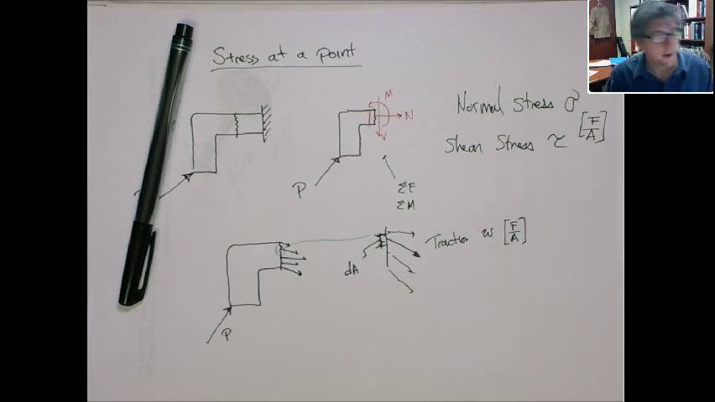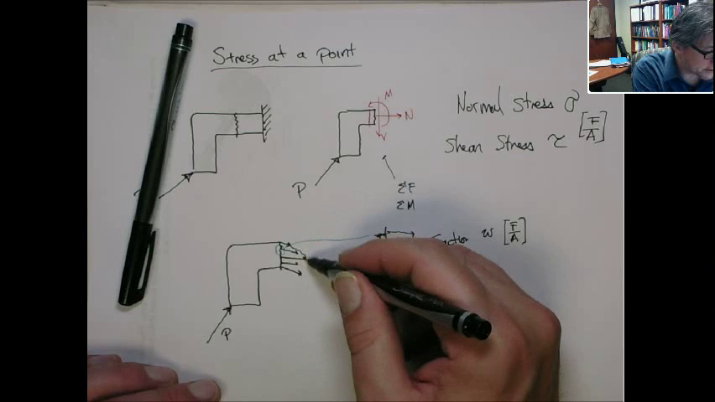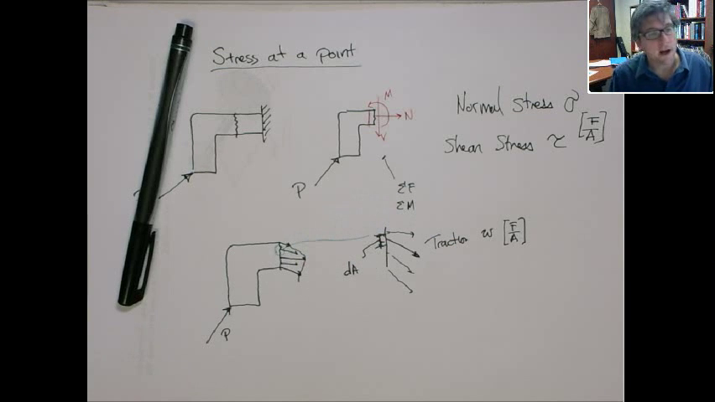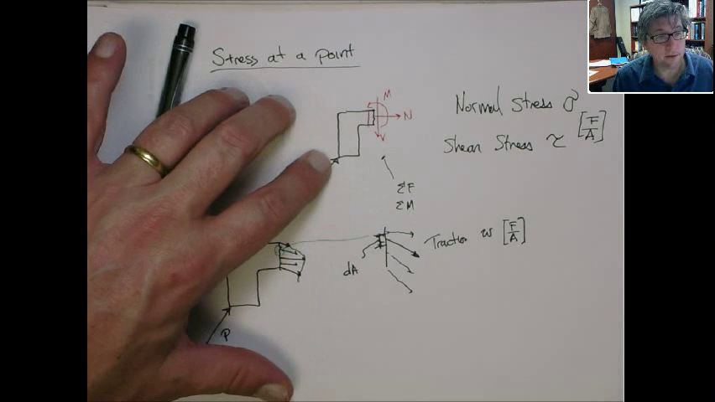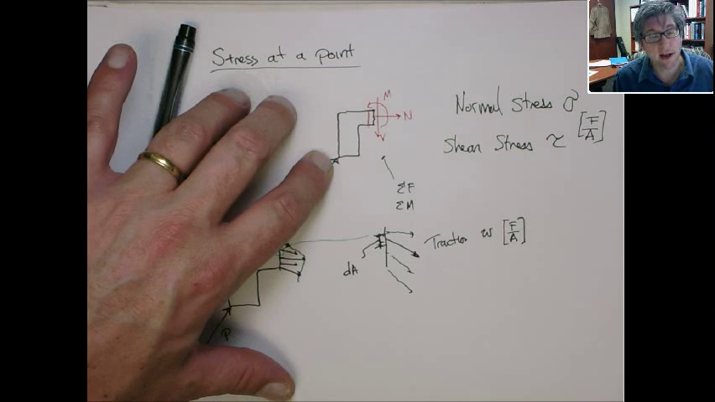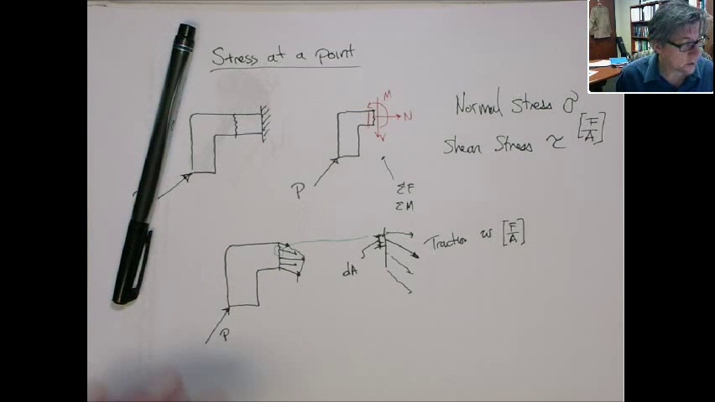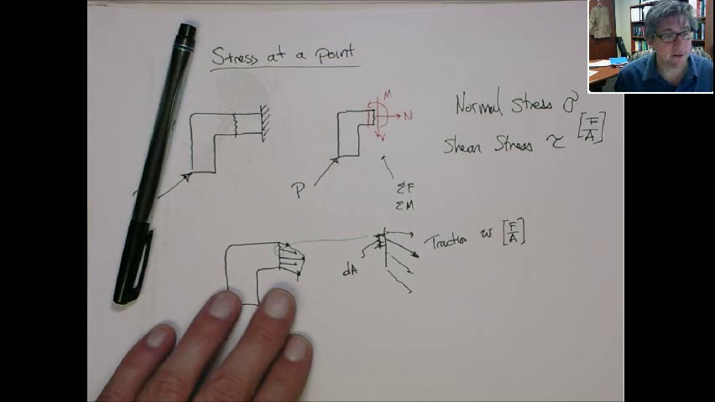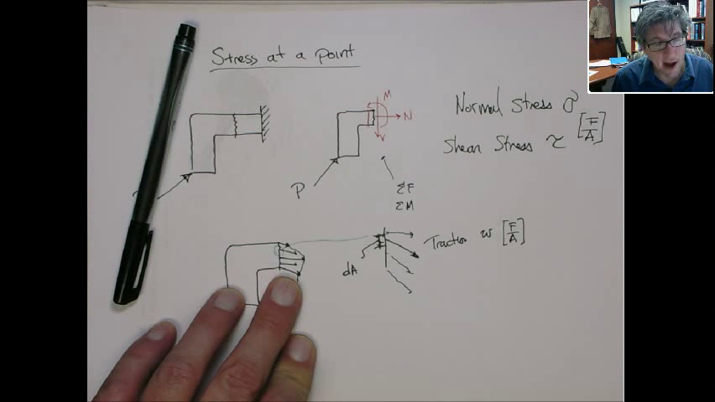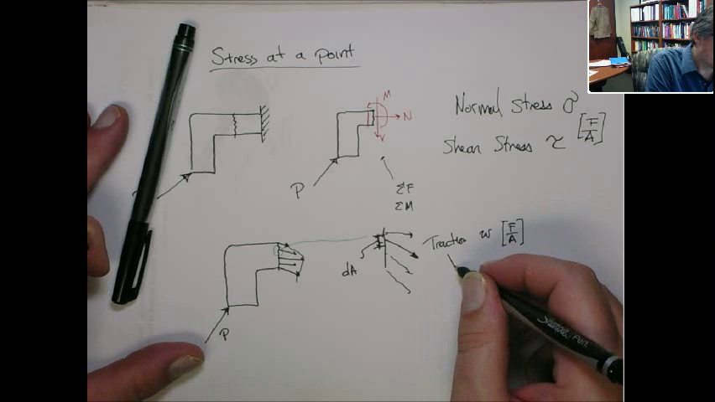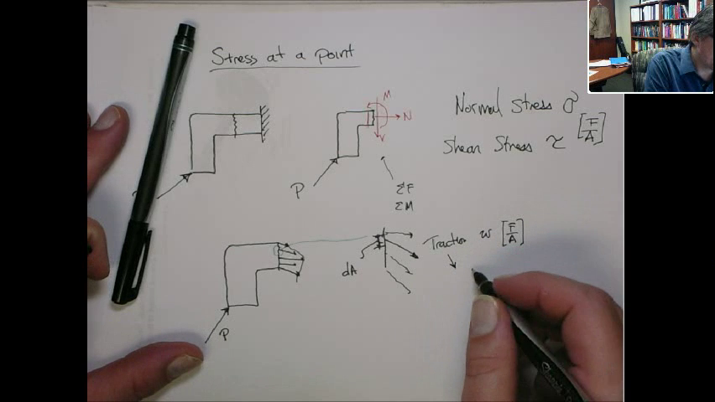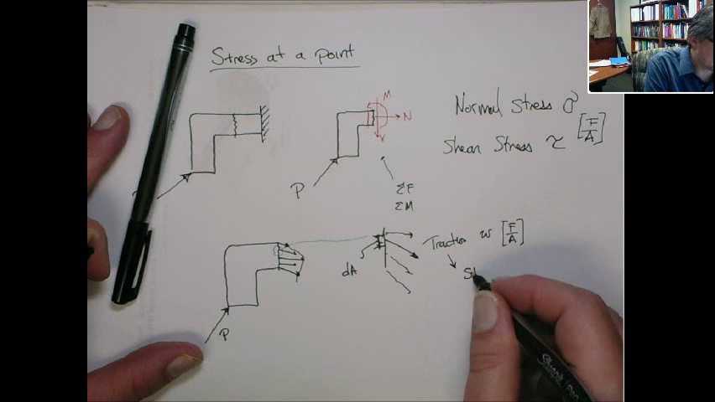This is a pretty complicated distribution, and it varies from point to point. It's a little more difficult to obtain this from the equation of equilibrium. You actually need the elasticity equations. So in general, we're not interested in finding these tractions at a point. Now, I probably should have mentioned before, these tractions at a point really are the components of stress.